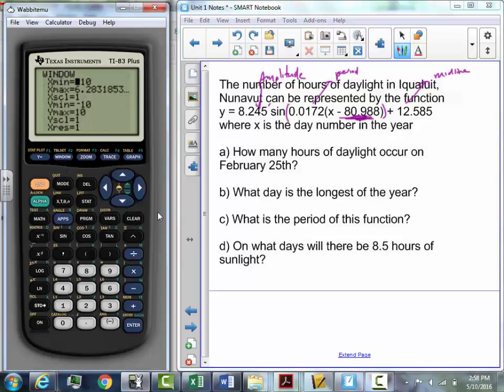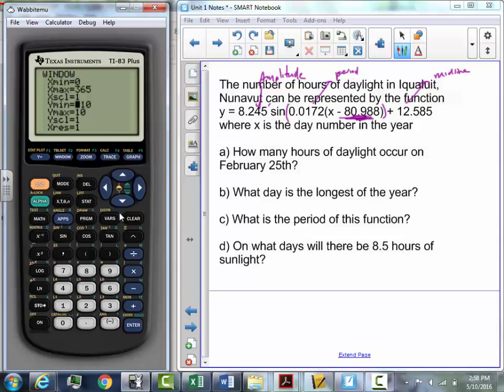Now, the context of this function is we have a graph where x is the day number in the year. Well, you can't have a negative day number. And I think we probably know how many days are in a year. 365. I thought we were doing the whole like 2050. We'll do that in a second.